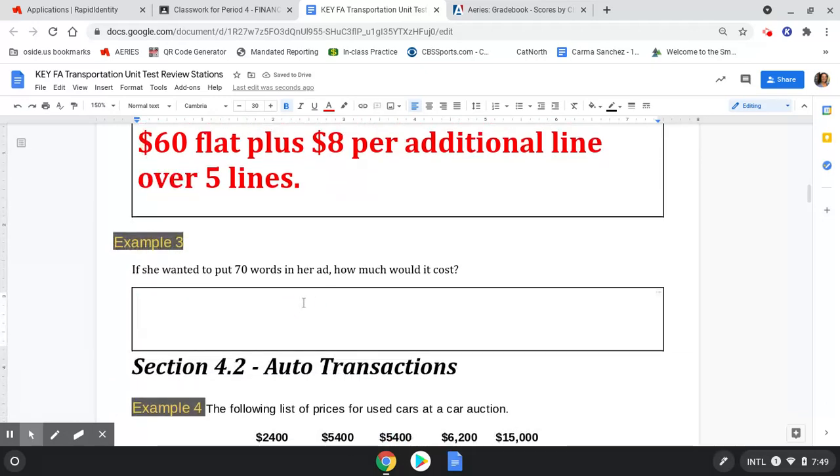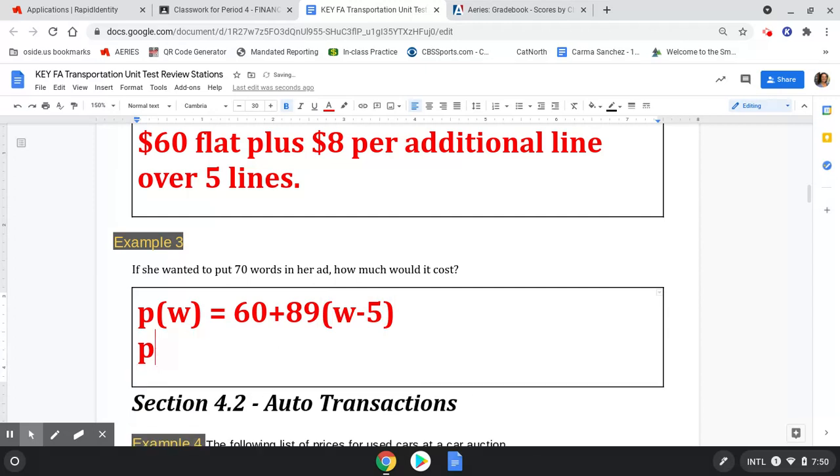Now let's go do this piecewise, P of W. Flat rate of 60 plus 8. And we're being asked to plug in 70. 70 words in the ad. So we're going 60 plus 8. Oh, there's another boo-boo. And then we're plugging in 70 here.